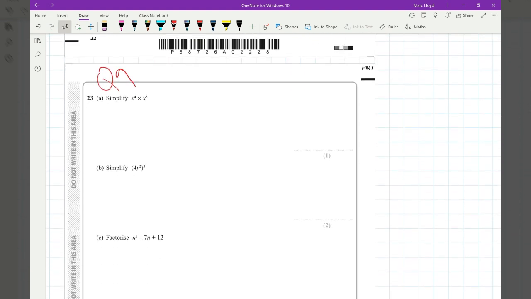Okay, question 9, simplify that. So x to the 4 plus 5, which is x to the 9. The next one, this is kind of saying this.